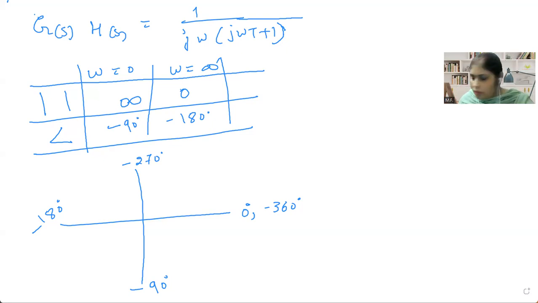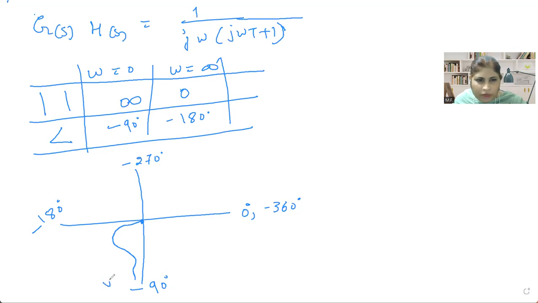So see now, at omega equal to 0, magnitude is infinite at minus 90 degrees. So from this minus 90 degrees the infinite value is coming. That is, it touches the infinite value and it starts moving towards minus 180 degrees, and it reaches this value. See, the Nyquist plot is drawn from omega equal to 0 to omega equal to infinity.